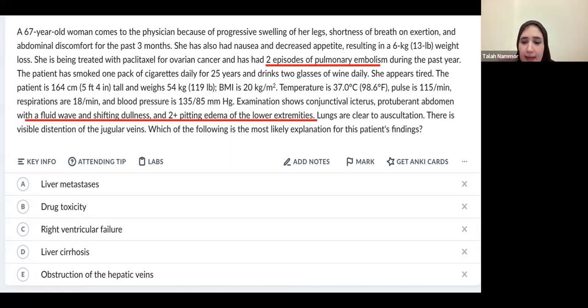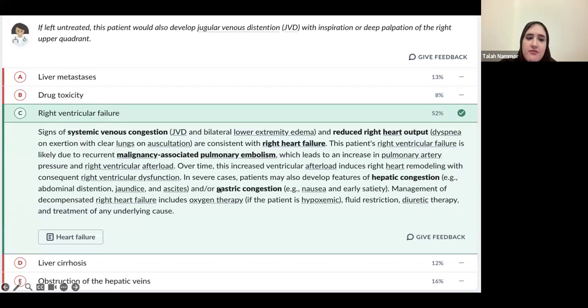But guys, the rest of you, what do you think about this? C. Do you agree, guys, that it's C? It makes sense because we have ascites, we have hepatic congestion. Hepatic congestion would mean right ventricular failure because we have venous congestion. Okay? Is this clear?